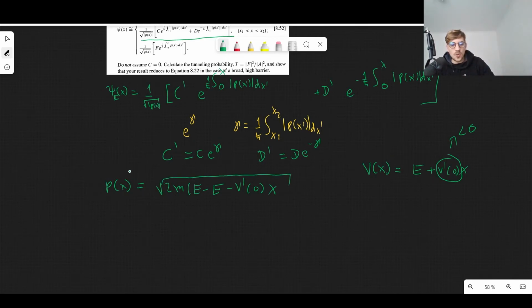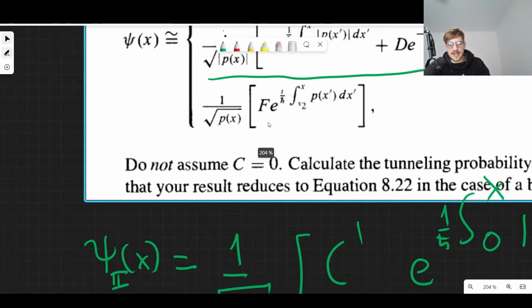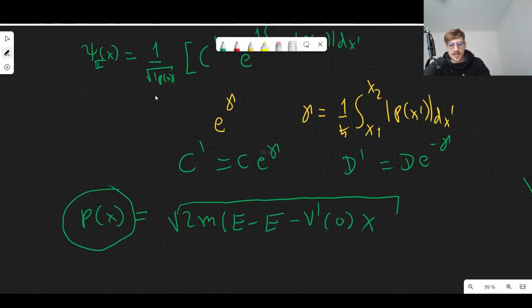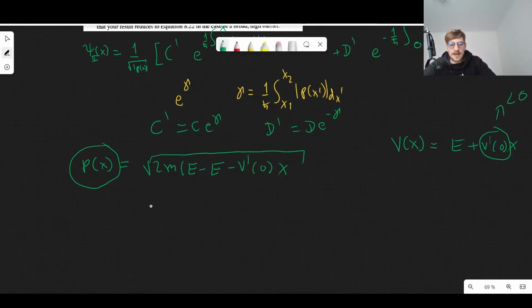Now, keep in mind, which region are we talking about when we are discussing purely the momentum? Well, only the momentum, without the absolute value, it appears when x is greater than 0, right? So when we are dealing with positive values of x. It's always good to keep that in mind, and you'll see why. So here the E's cancel out, we get square root of 2m, and then minus V prime of 0. But V prime is already negative. So minus V prime of 0 will give us the absolute value of V prime of 0, which is always positive. And then we have x.